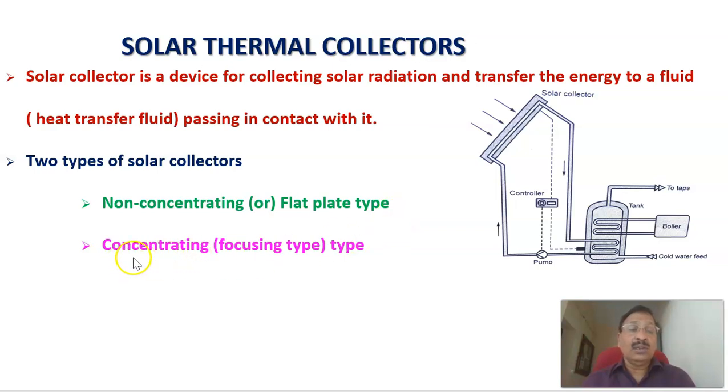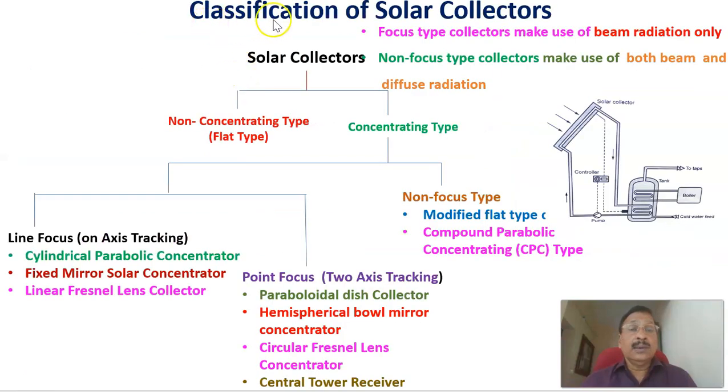The second one we call the concentrating type, or focusing type of collector. Therefore, these are the broad classification of collectors: non-concentrating and concentrating type of solar collectors. Now continuing, the classification of solar collectors can be broadly made as non-concentrating and concentrating type. This is the non-concentrating type, called the flat type of collector. This is a flat type collector.